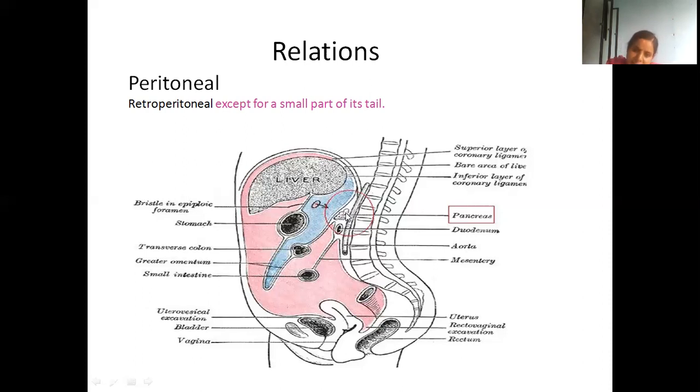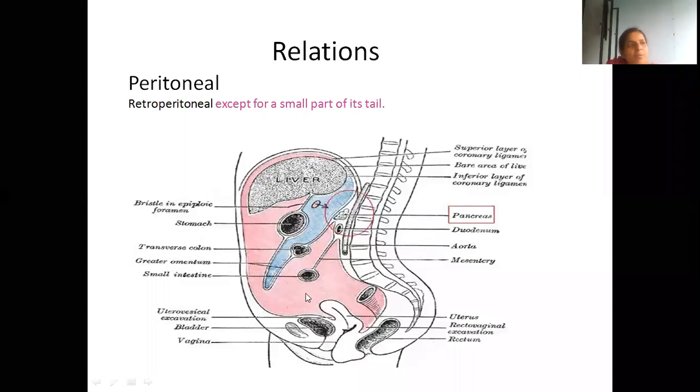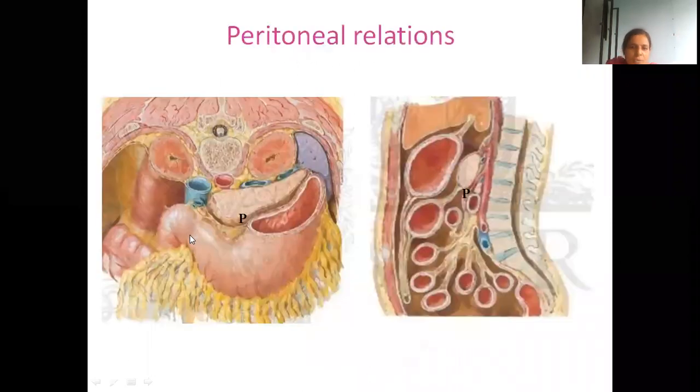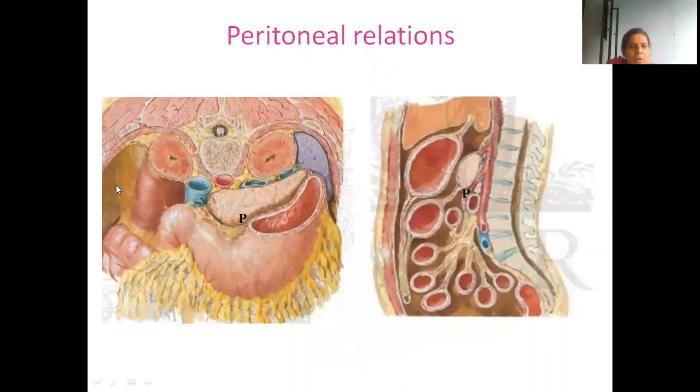Behind this lesser sac, now we are talking about this organ. What is this? Pancreas. You will come to know how it is laid out in the body. That means if you remove all these organs, then only you will be able to see the pancreas. So you have to remove the stomach, the greater omentum, lesser omentum, and liver. Then behind, you are able to see the pancreas.